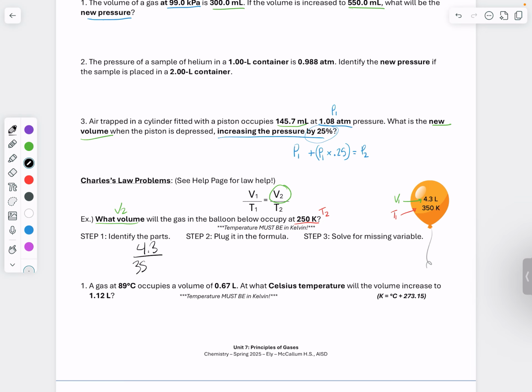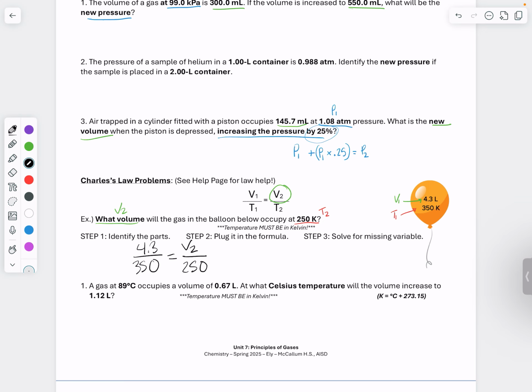It's already in Kelvin. How nice is that? And then we're trying to find our V2, and that's being divided by 250. Now, if this was in Celsius, you'd have to change it to Kelvin. But right now it's Kelvin, so we're good.